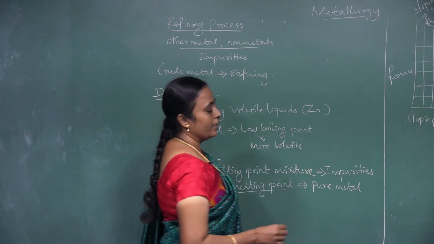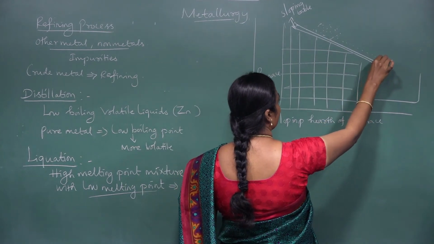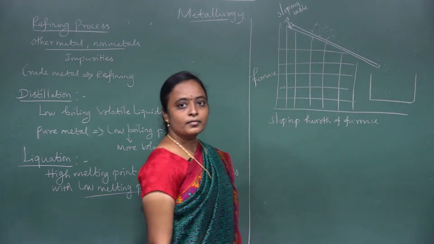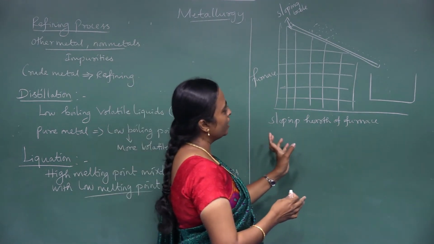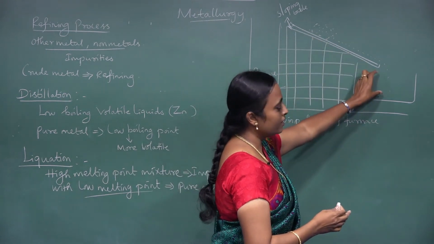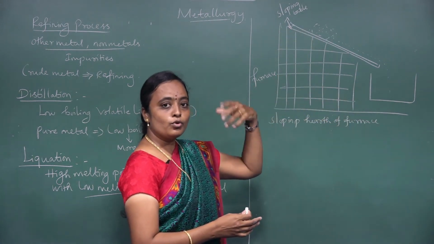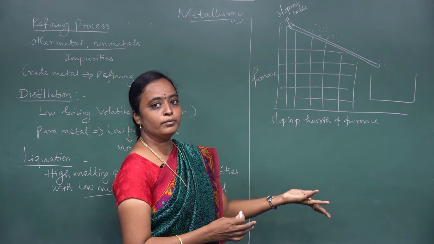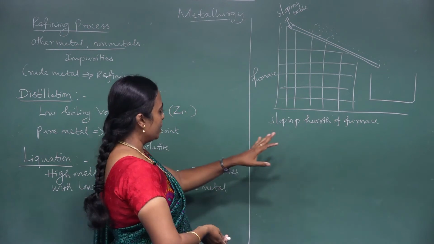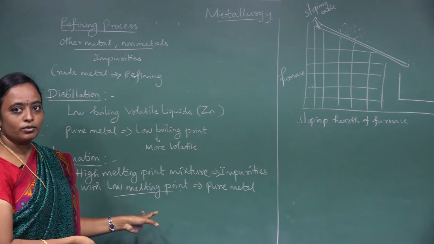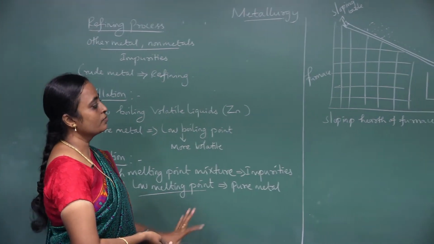Now first, the pure metal melts and flows into the container. Because of the low melting point, the pure metal starts to melt first and is collected separately, whereas the impurities having a high melting point take more time to melt. In this way we can separate the impurities from the pure metal by using the liquefaction process. So this liquefaction depends mainly upon the melting point. This is one method.